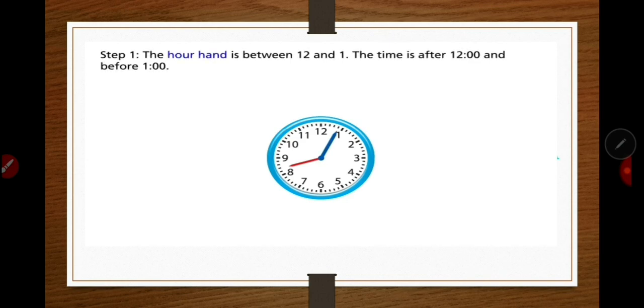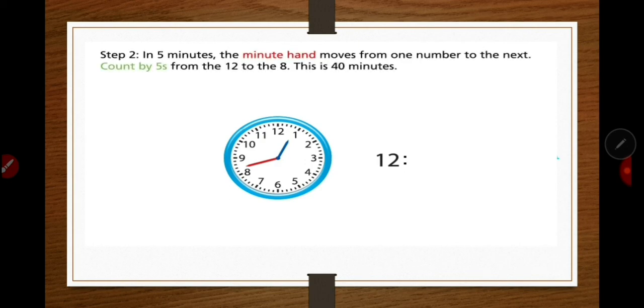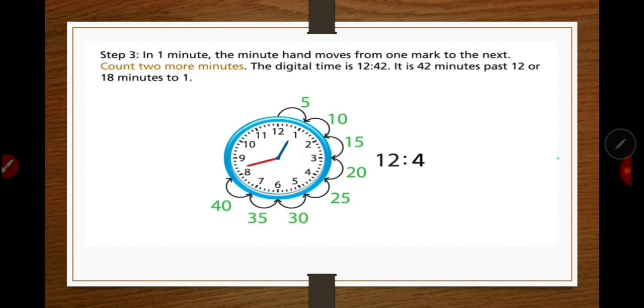Step 1. The hour hand is between 12 and 1. The time is after 12 o'clock and before 1 o'clock. Step 2. In 5 minutes, the minute hand moves from one number to the next. Count by fives from the 12 to the 8. This is 40 minutes. Step 3. In 1 minute, the minute hand moves from one mark to the next. Count 2 more minutes. The digital time is 12:42. It is 42 minutes past 12, or 18 minutes to 1.